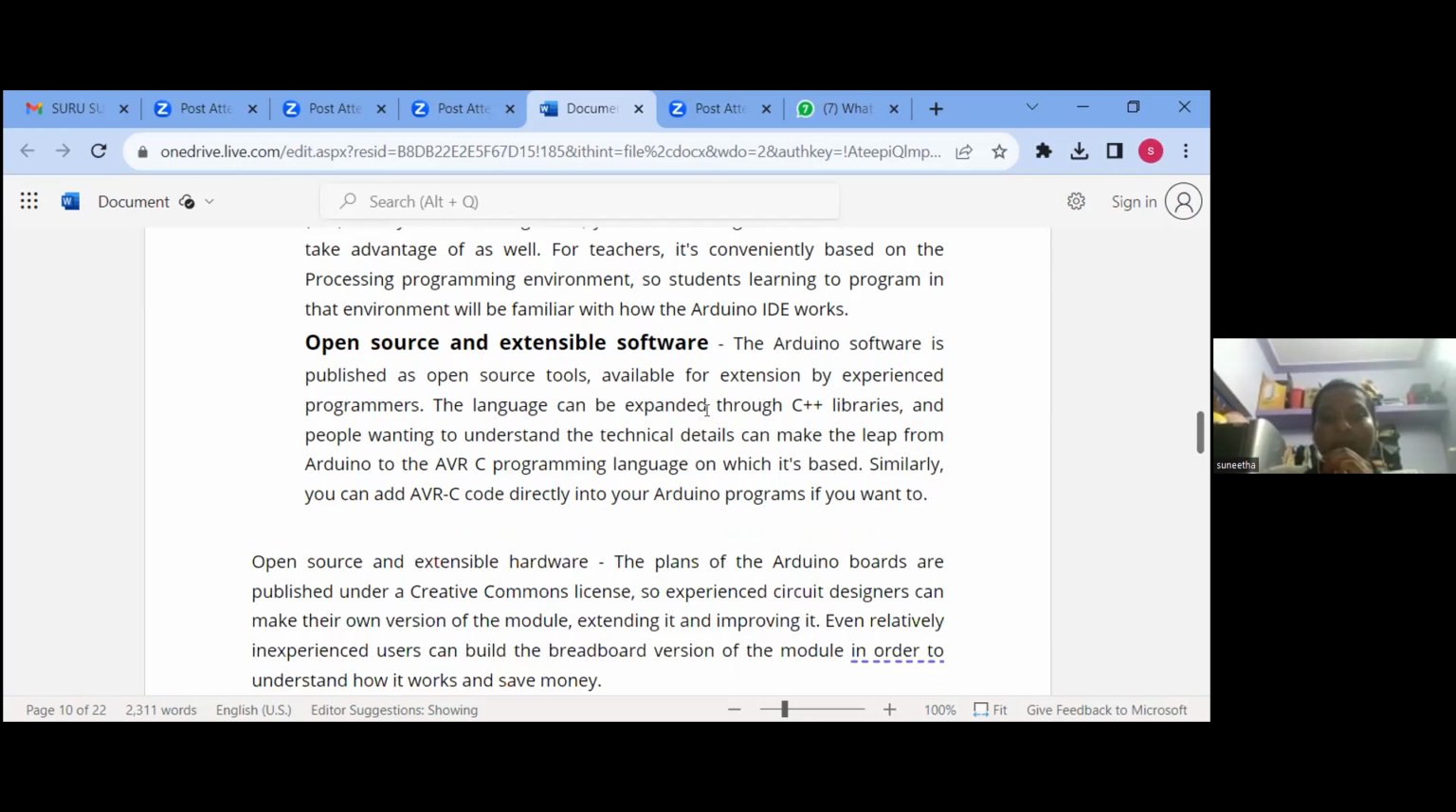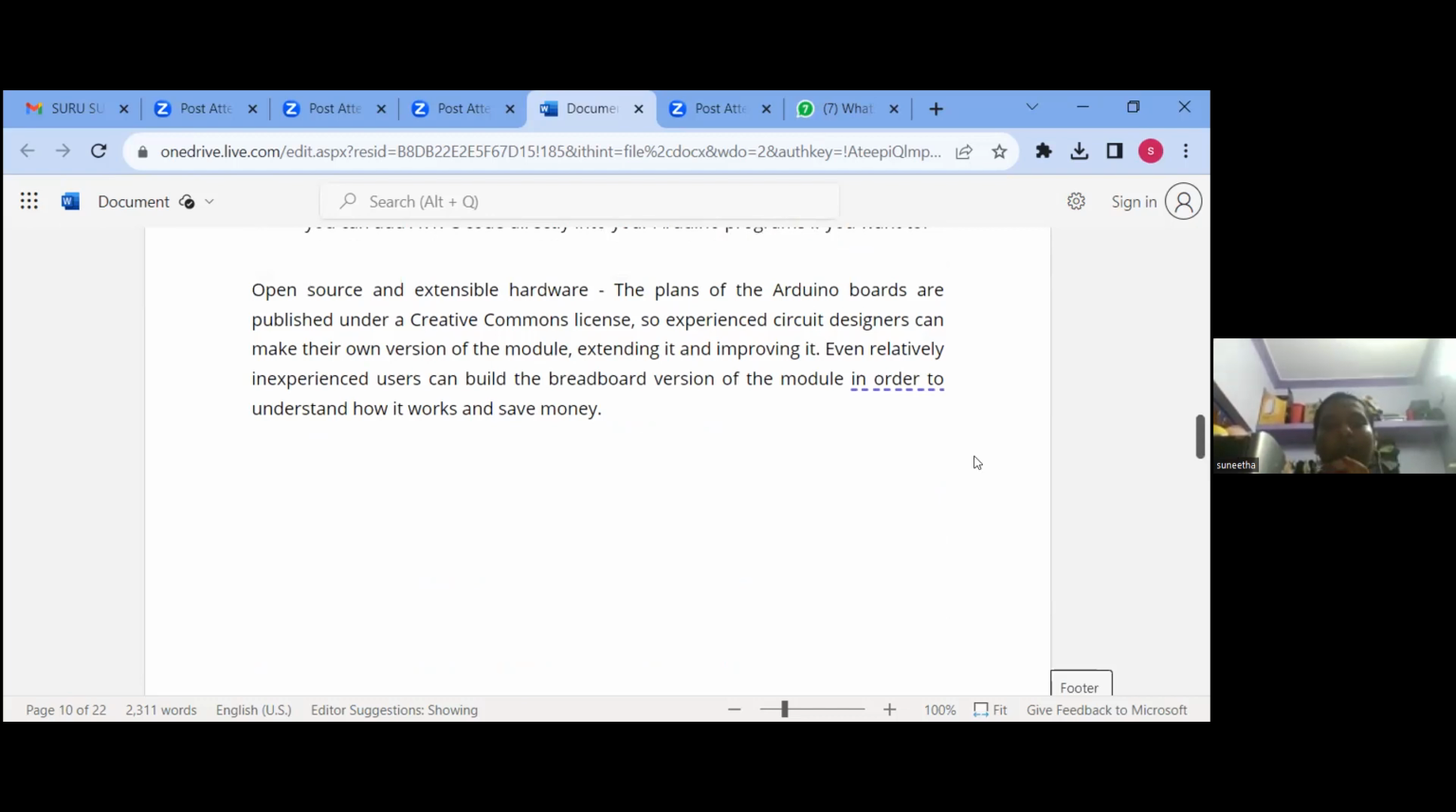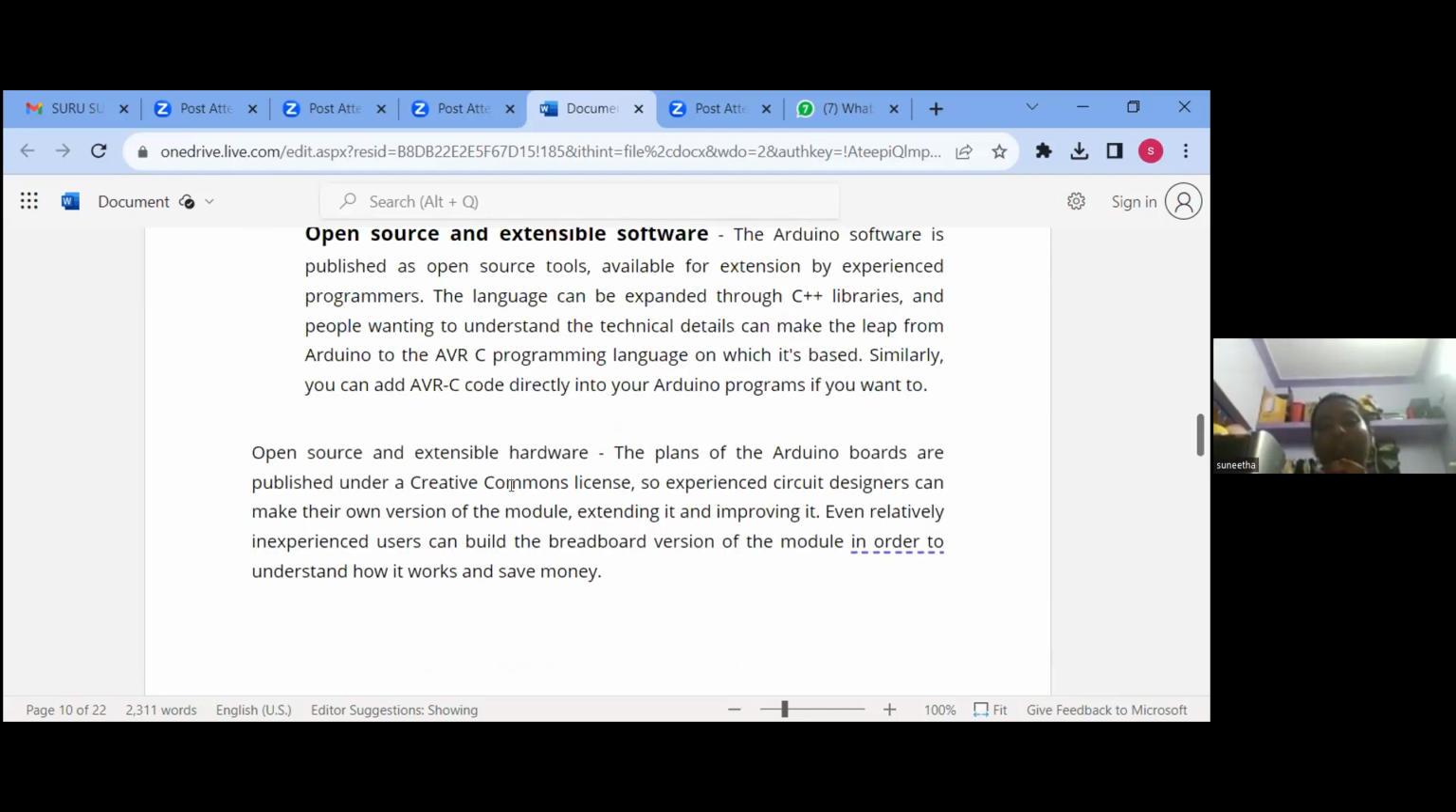Open source and extensible software. It is not limited to only professors or only some authorized persons. Arduino is open source and extensible software. Anyone who wants to code it can code it, and anyone who wants to use it can easily use it. Open source and extensible hardware. The plans of the Arduino boards are published under a Creative Commons license, so experienced circuit designers can make their own version of the module, extend it and improve it. If any person wants to make some changes in the Arduino, they can easily access it and make the changes.